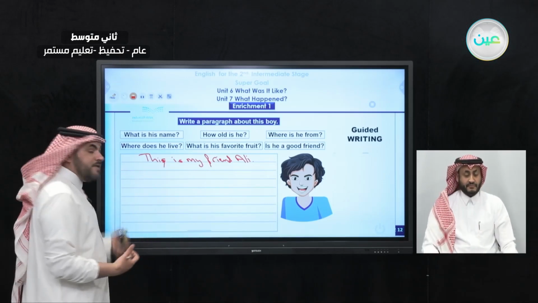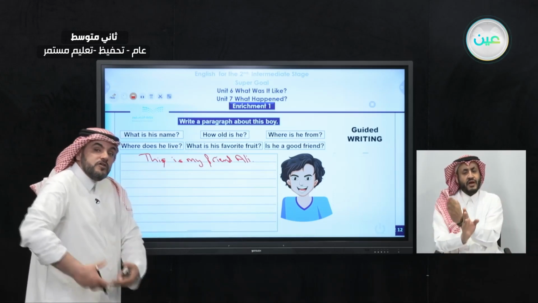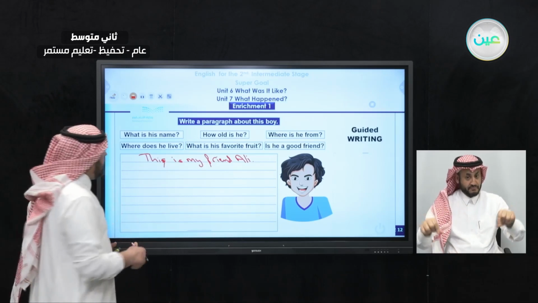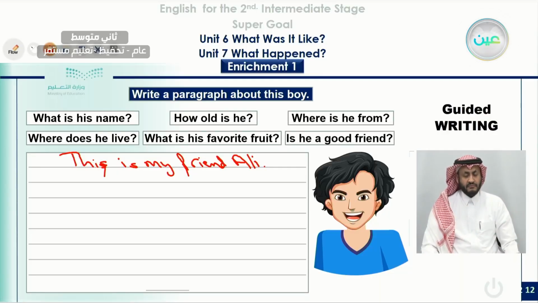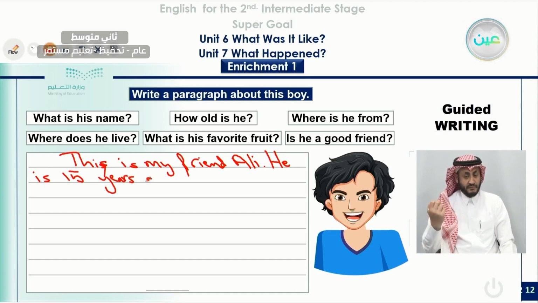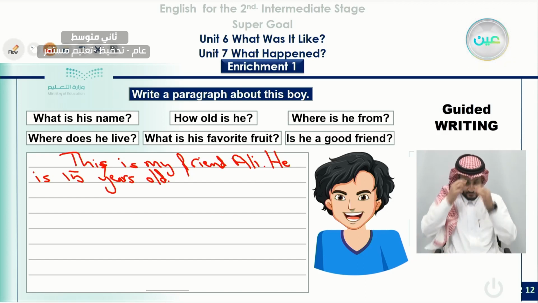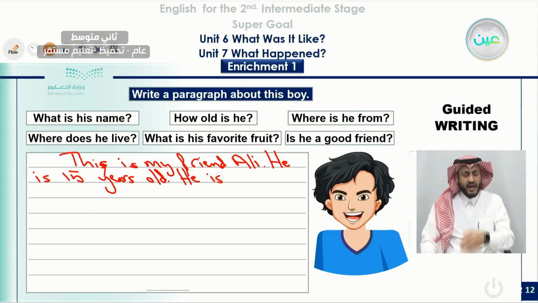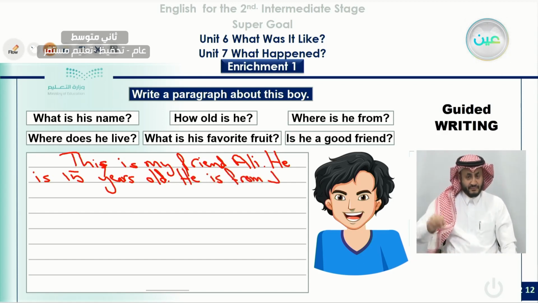Do I need to start from the very beginning, from the next line? No, I have to continue. Why? Because this is how we can write a paragraph. So Ali is my friend. How old is he? You can say he. You see here we are using a pronoun. Here we refer to whom? To Ali. He is, for example, 15 years old. Or you can say he is 15 and that's enough. But you cannot say he is 15 years. Be careful about that. So here I finish the second sentence. Answering the second question makes a full sentence for me. He is 15 years old. Where is he from? We can say he is from Jeddah, for example.